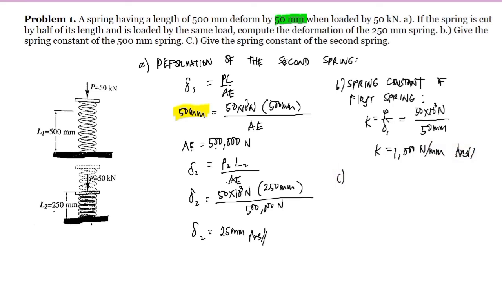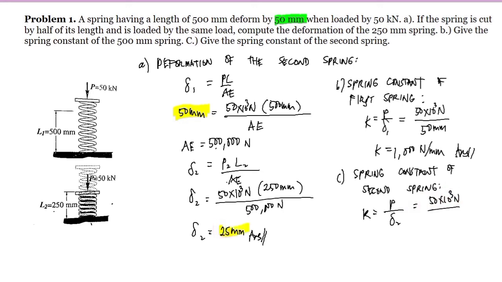The third question is, what is the spring constant of the second spring? So this spring here. So we have k equal to force over the deformation δ2. The force here is 50 times 10^3 N, and the deformation here is equal to 25 mm.